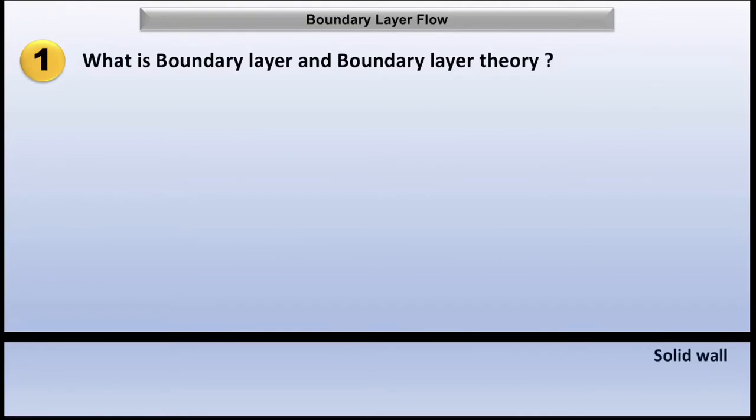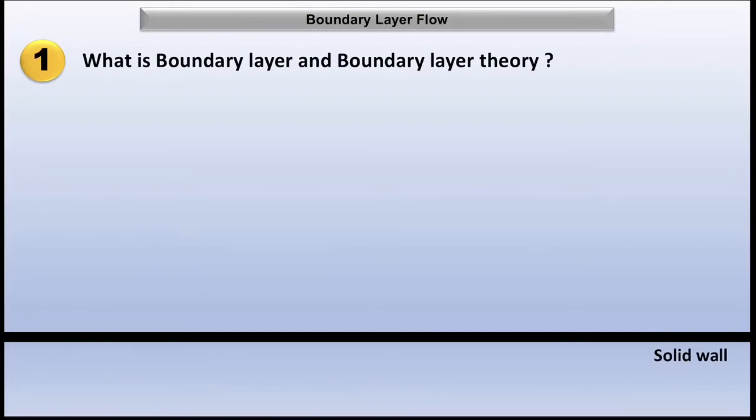So the first point is what is the boundary layer and the boundary layer theory. To understand this concept, consider the solid wall. When a real fluid flows past the solid body and solid wall, the fluid particles adhere to the boundary and the condition of no slip occurs. A real fluid means the fluid which has viscosity and density.